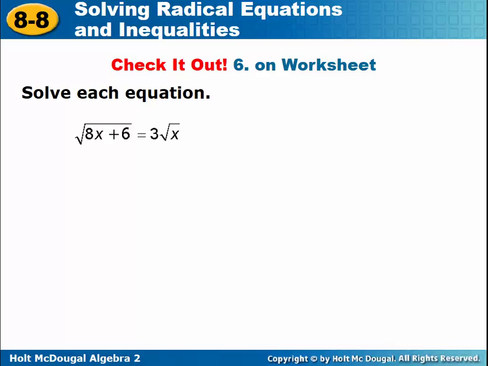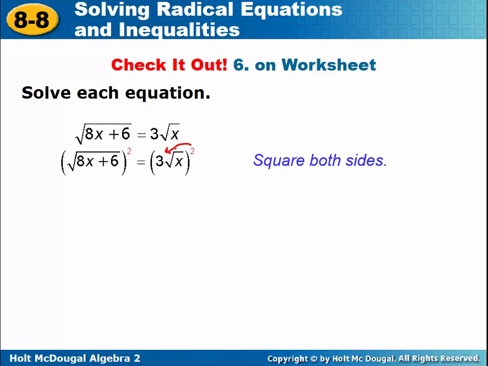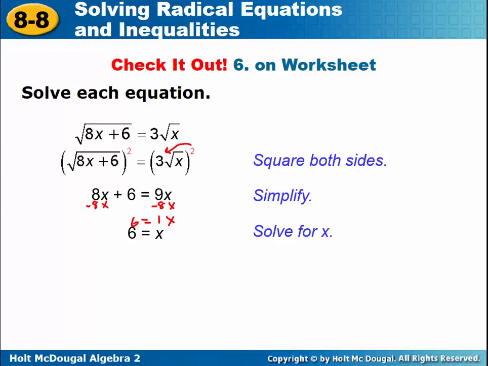Okay, here's another example, and this one is on your worksheet. So again, these are both square roots, so you can go ahead and square both sides to start it. Remember that when you square on the right side here, you have a constant in front of the square root of x, so that will be squared as well. So we get 8x plus 6 equals 9x, and then let's subtract 8x from both sides, and we get 6 equals 1x. Well, if you want, you can divide by 1, but that's just 6.